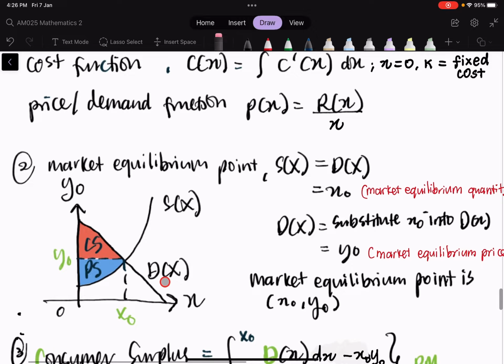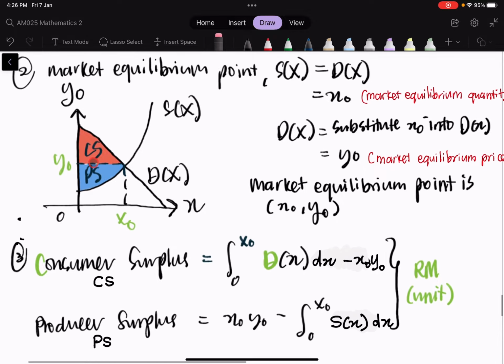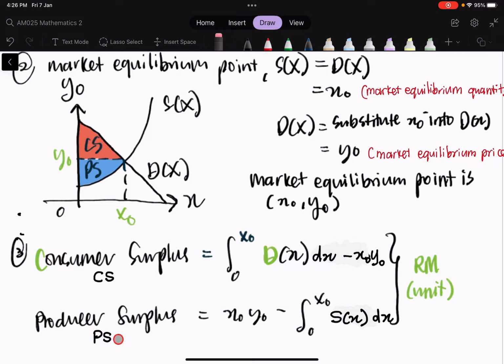Now let's take a look at consumer surplus, CS, and producer surplus, PS. This is the graph for CS and PS. S(x) is the supply function. The supply function is an increasing function. Meanwhile, D(x) is the demand function, and its graph is always a decreasing function.